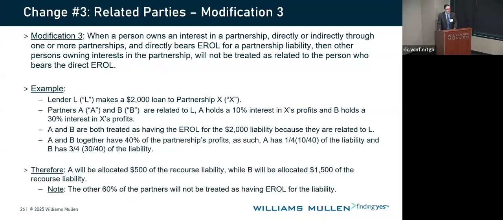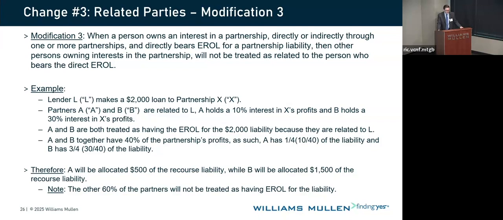So change 3 is one of the more interesting ones to me. It basically provides that when a person owns an interest in a partnership directly or indirectly through one or more partnerships and directly bears the economic risk of loss for the partnership liability, then other persons owning interest in the partnership will not be treated as related to the person who bears the direct economic risk of loss. And that's really illustrated in this example.